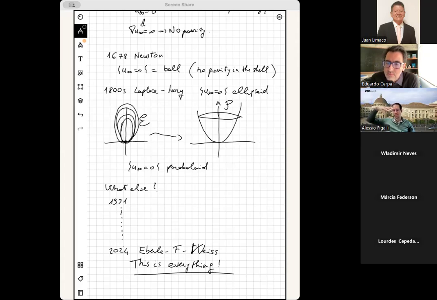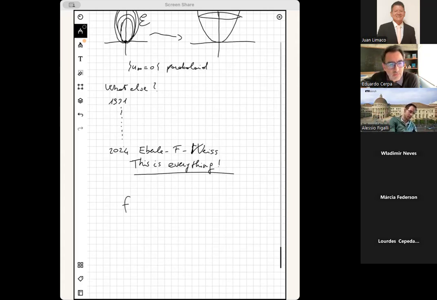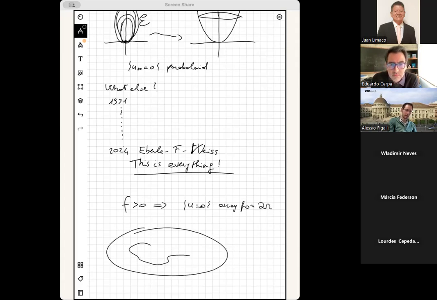So okay, I made an assumption here implicitly: that my f is strictly positive. Because f is strictly positive, it means that the set u equals 0 is away from the boundary of omega. So you have your omega, and your set can be ugly if you want, but it's inside.